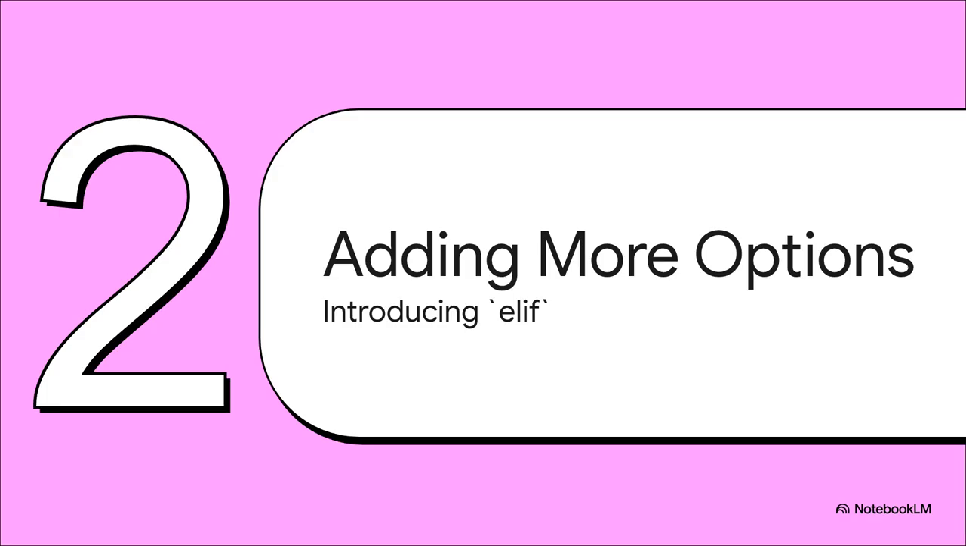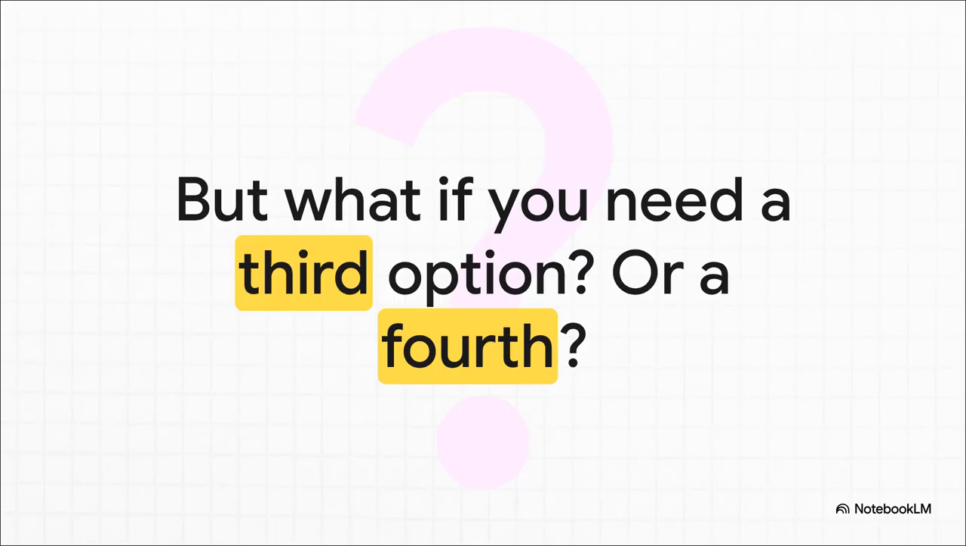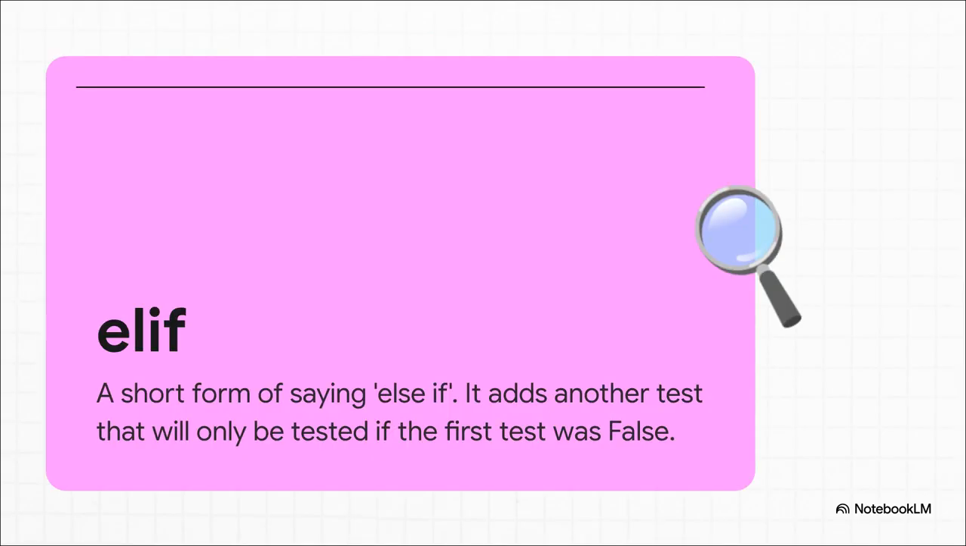But let's be real, life isn't always a simple two-way choice. What happens when you need more than just two paths, when you need more options? Well, our simple if-else setup is going to need a bit of an upgrade. Right? What if you don't just want a left and a right, but you also want a middle section? Or maybe you need to handle 4 or 5 totally different scenarios. A simple if-else just can't do that on its own. We need a new tool in our toolkit. And that tool is called elif.